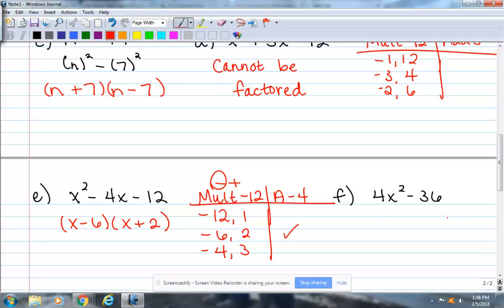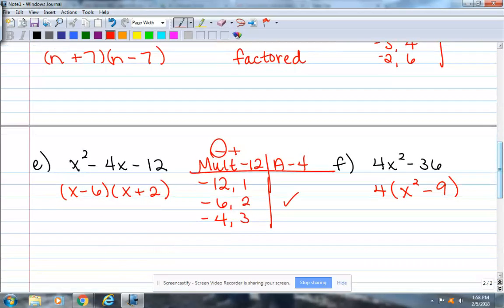So what is the GCF? 4. So what times 4 makes 4x squared? 1x squared, right? Minus what times 4 makes negative 36? Negative 9. Now go to step 3.